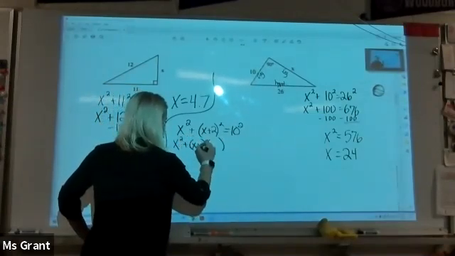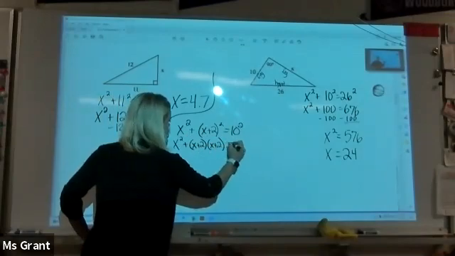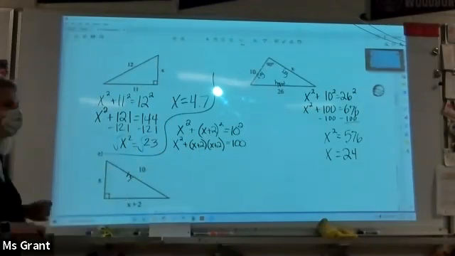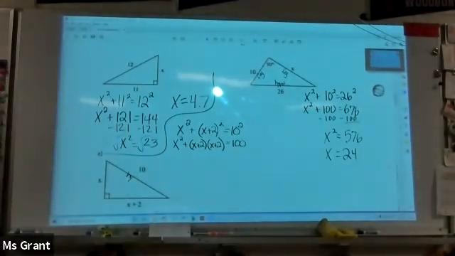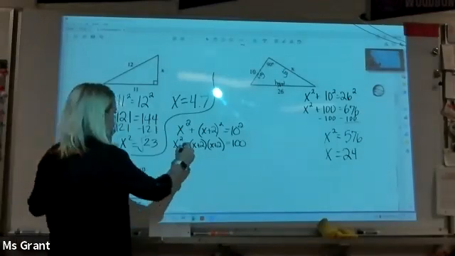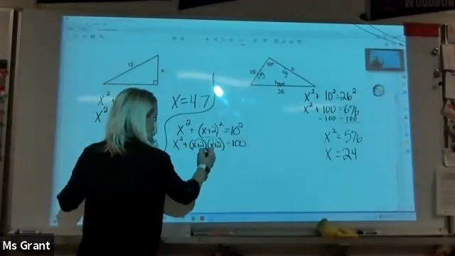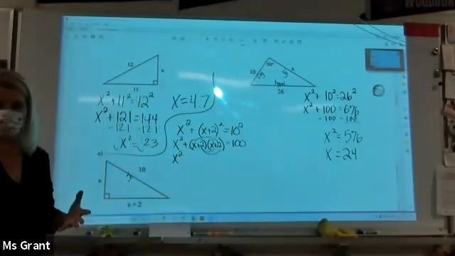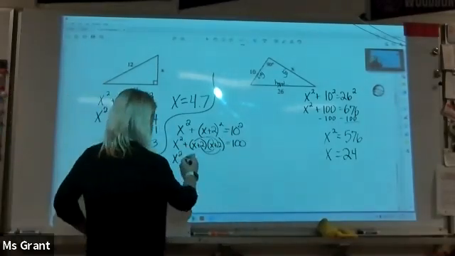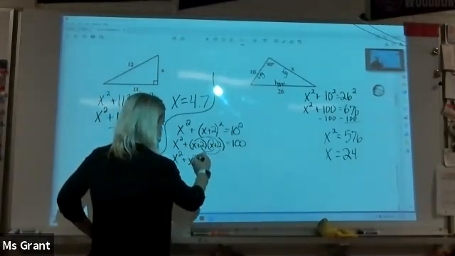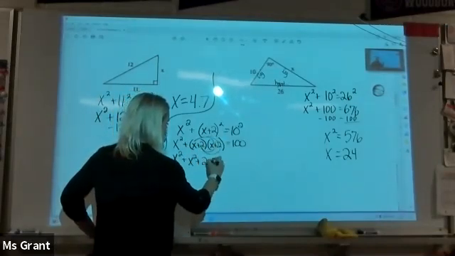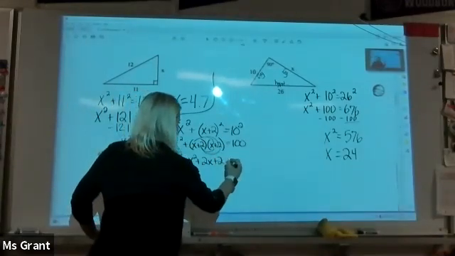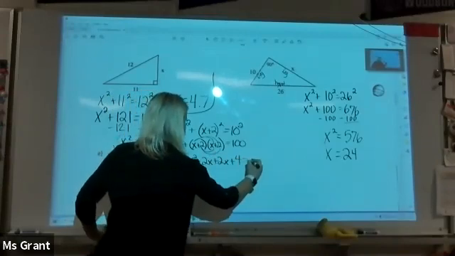Obviously, I write it twice. That's what the squared means. And I'm going to have to do some factoring here. Lots is going to happen. So, FOIL or double distribute the parentheses. X times x is x squared. X times 2 is 2x. 2 times x is 2x. 2 times 2 is 4.